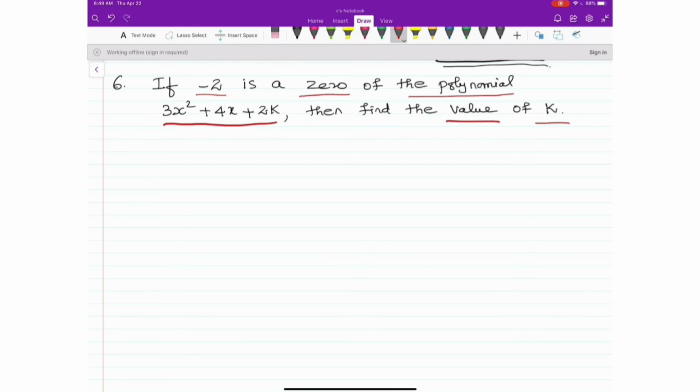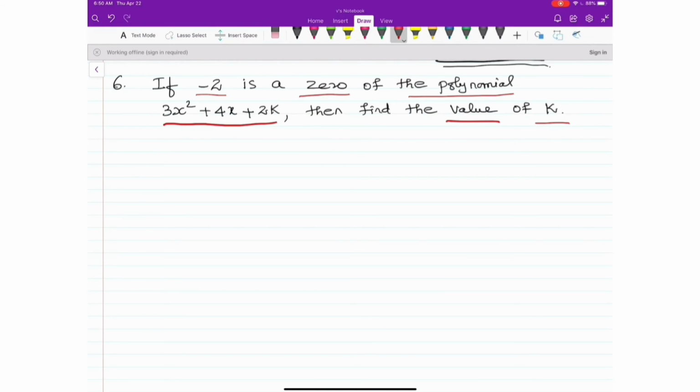And also, since it happens to be the 0 of the polynomial, also you know that the zeros of the polynomial are given by f of x is equal to 0. Here that x is going to be replaced by minus 2. So, f of minus 2 should be equal to 0. Once you do that, you will be getting the value for k. So, this is the basic concept behind the sums of this particular type. Let us do it now.